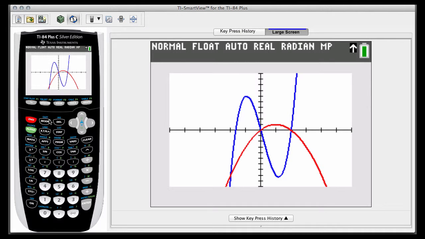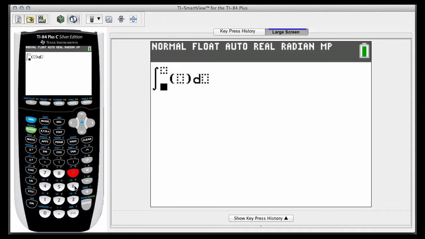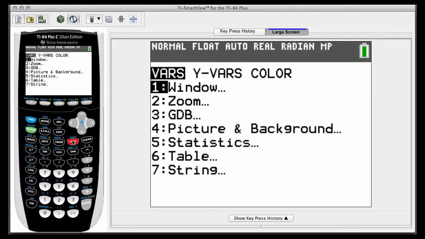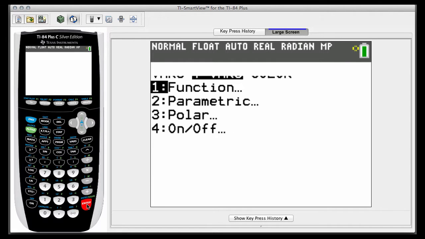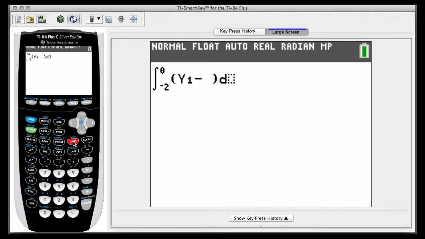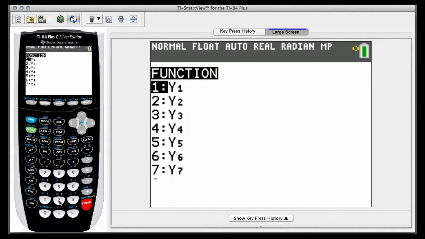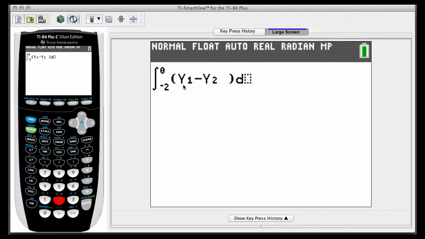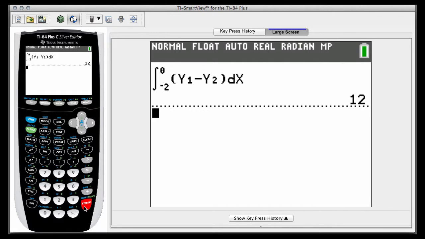Let's go back to our quit screen and do math 9. The first one was -2 to 0. This is the one where the cubic was on top, which is what I had under y1, so y1 minus y2. That's my cubic as y1 minus my quadratic as y2 dx. Let's see what we get for that one. 12.